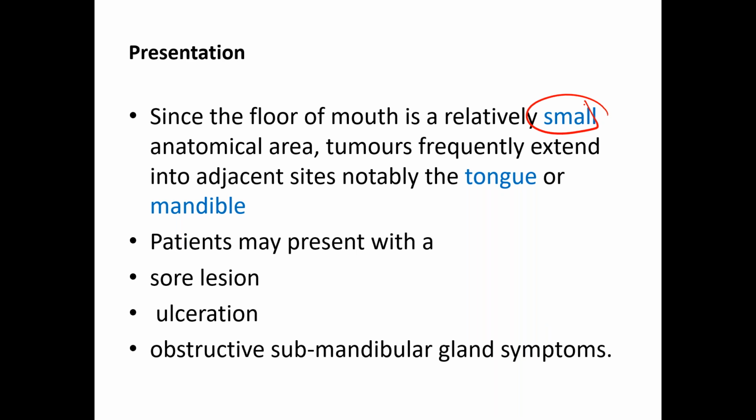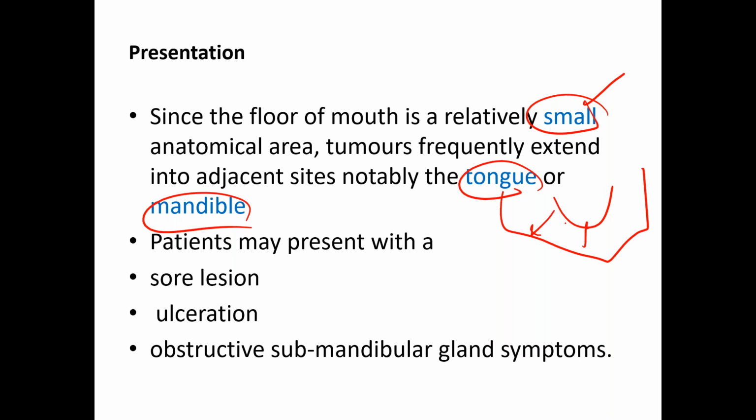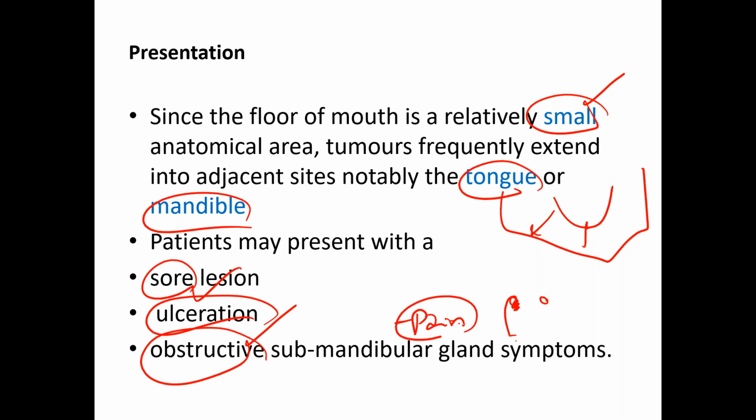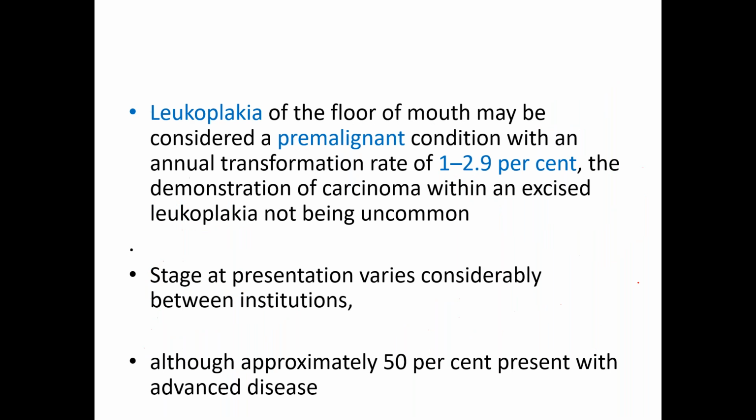Presentation: it is a small area, so they extend to the tongue and mandible. Most commonly, floor of the mouth cancers extend to the tongue or to the mandible, which are nearby. They present with an ulcer, sore, or obstruction. The submandibular gland opens there, therefore any tumor infiltrates it and leads to obstruction of the submandibular gland. They will have pain while chewing, difficulty, burning sensation, pain, ulcers, etc.